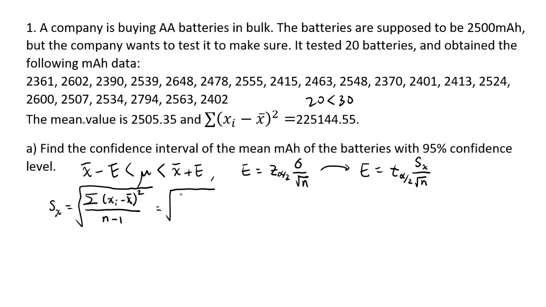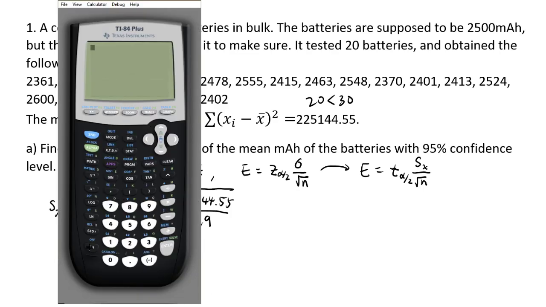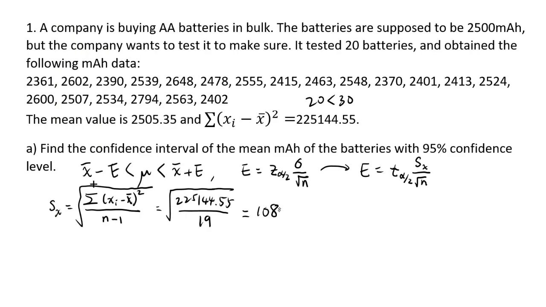In our case, it should be 225144.55 divided by 20 minus 1, which is 19. Let's put that into the calculator. We want the square root of 225144.55 divided by 19, enter, and that's 108.85. Okay, 108.85.